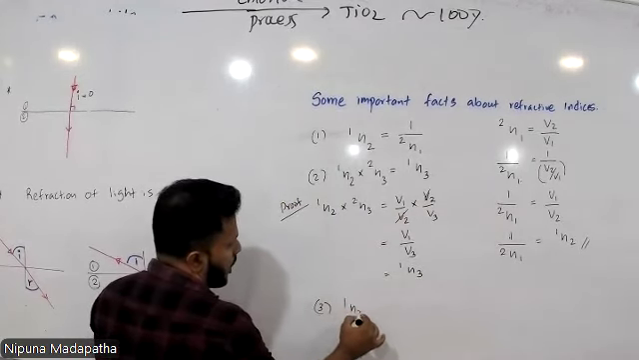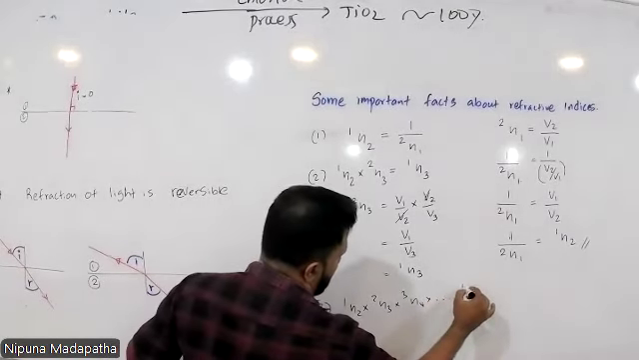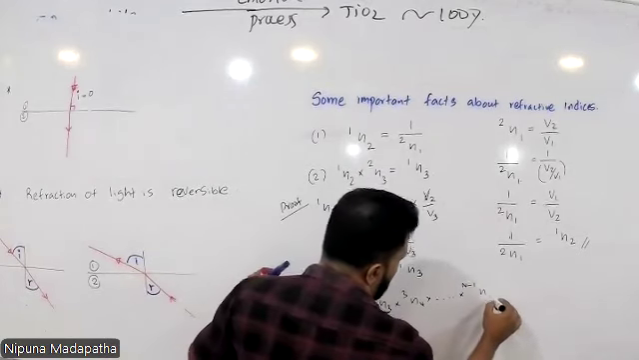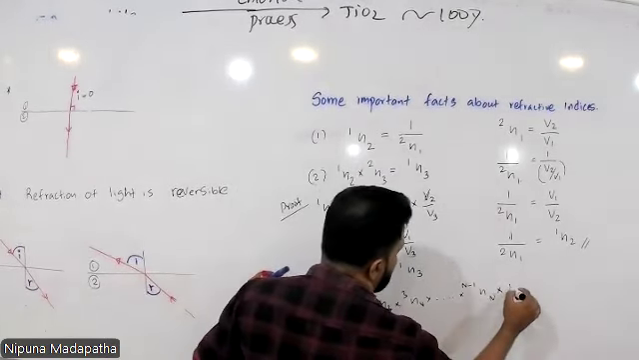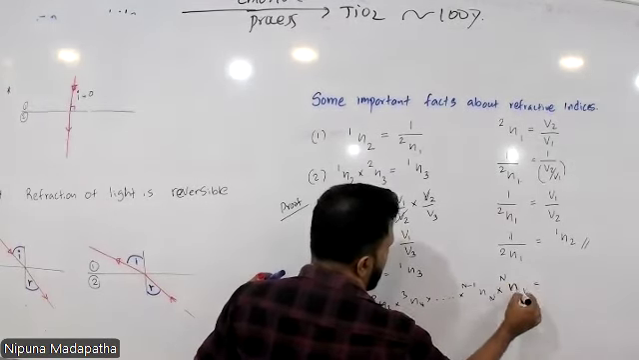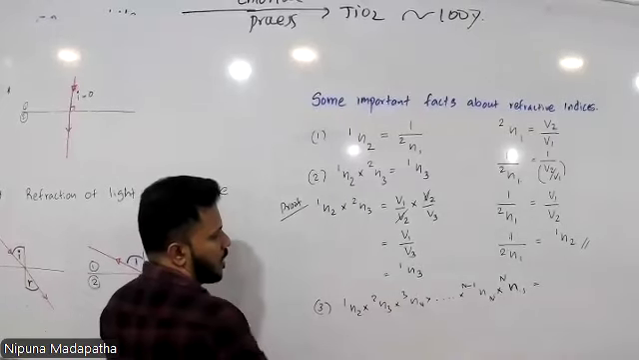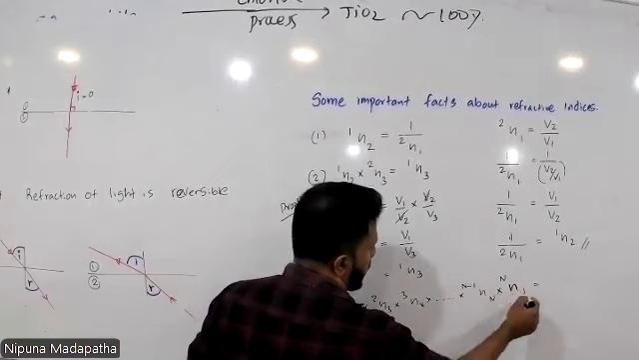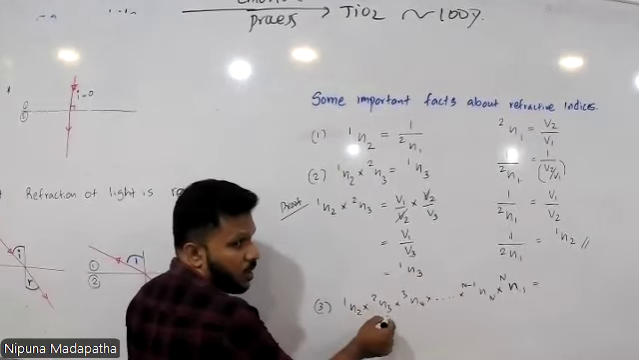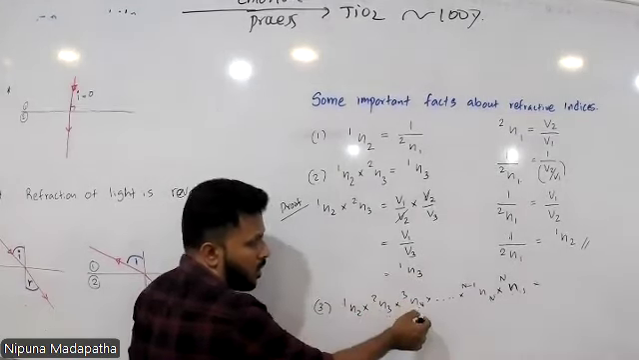Third one. n12 times n23 times n34, up to n(N minus 1)N, and finally N to 1. So what is the final? n12 times n23 times n34 and so on, finally N to 1. What is the answer? n12 times n23 is n13. Then n13 times n34 is n14.